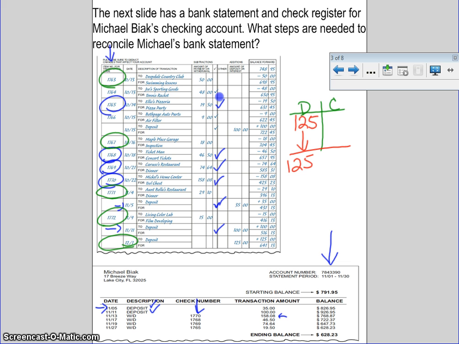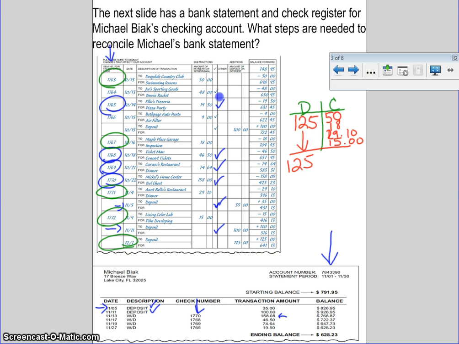Next, we had 4 different checks that did not clear. We had one for $50. We had one for $18. We had one for $29.10. And finally, we had one for $15 that did not clear the account.